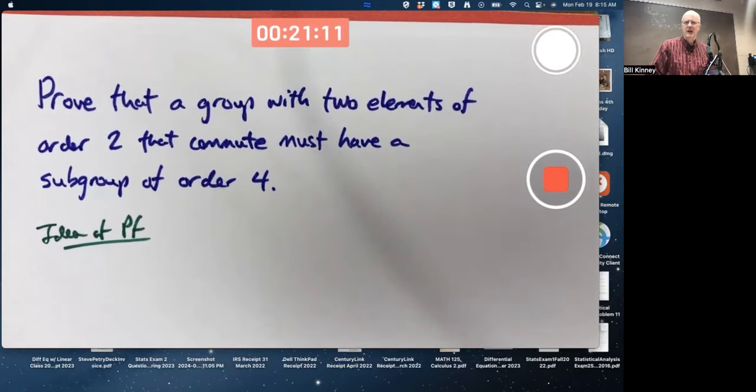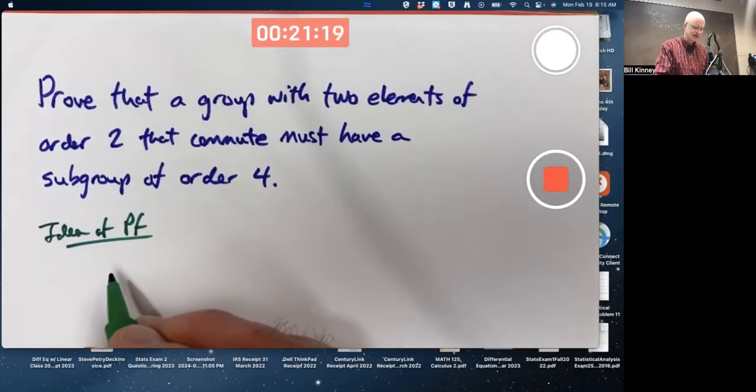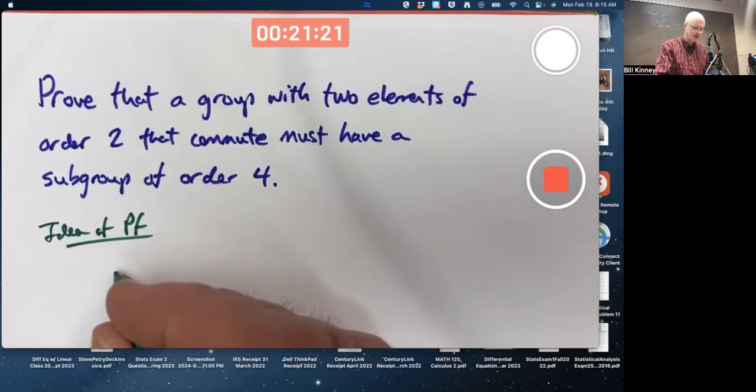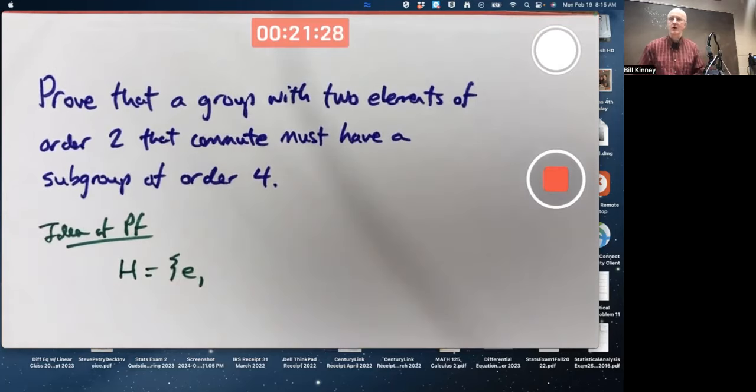But it seems kind of hard. Like, okay, how in the world are you going to possibly do such a thing? We are just trying to think of ideas here. Well, certainly this subgroup, which I'll call H, has got to have E in it, the identity, which doesn't have order 2. That can't be one of the elements of order 2. The identity always has order 1.